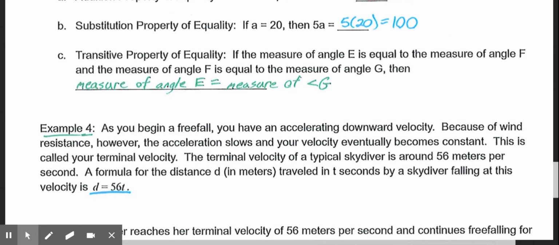And then the transitive property of equality: if the measure of angle E is equal to the measure of angle F, and the measure of angle F is equal to the measure of angle G, then based on the transitive property of equality, we could state that the measure of angle E is equal to the measure of angle G, because both of those equal the measure of F.